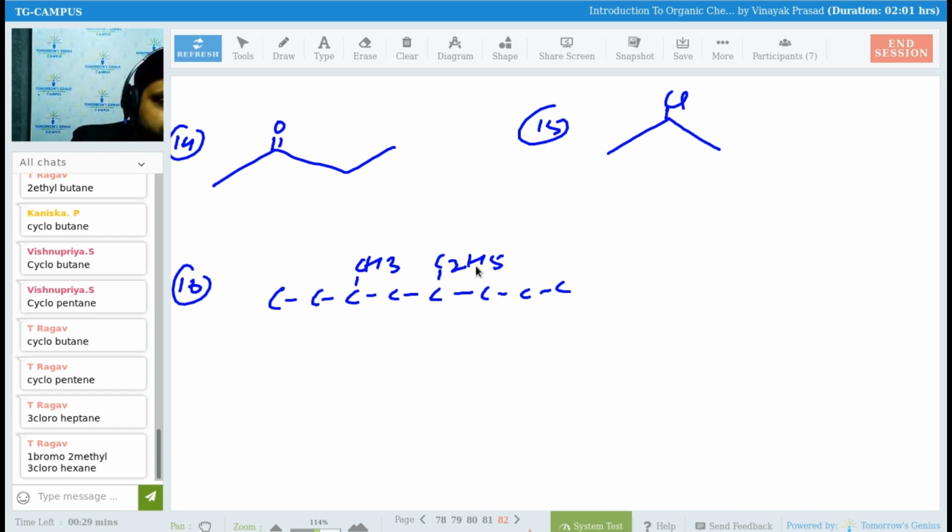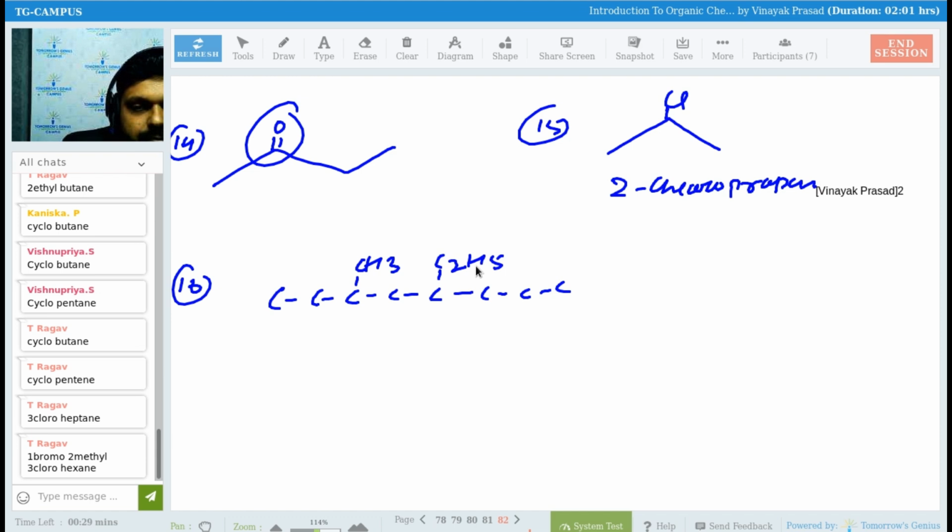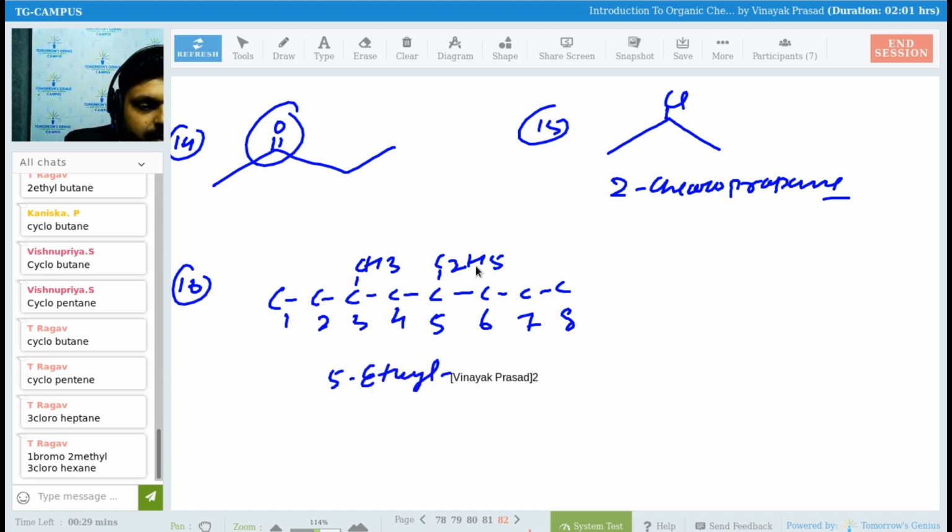See, this is a keto group. The name of this functional group is ketone. This is chlorine. First do this. So we will call this 2-chloro propane. This is 1, 2, 3, and 1, 2, 3, 4. So 3-methyl, and 1, 2, 3, 4, 5, 6, 7, 8. So we will call it 5-ethyl, 3-methyl octane.